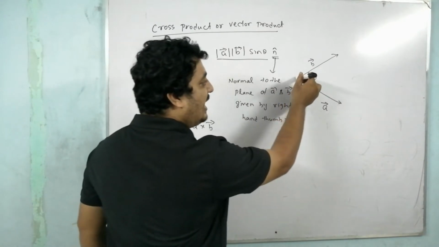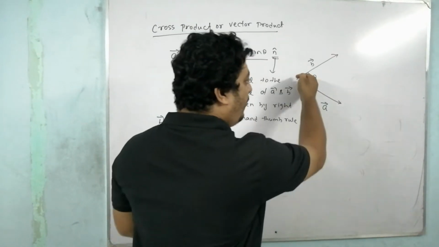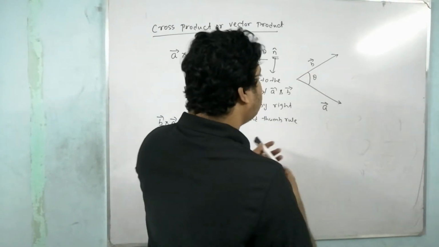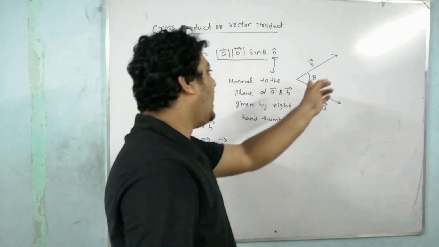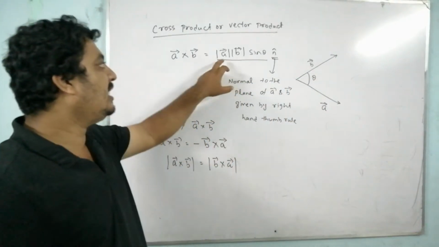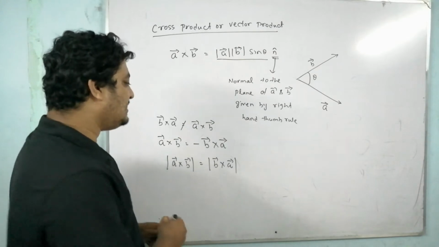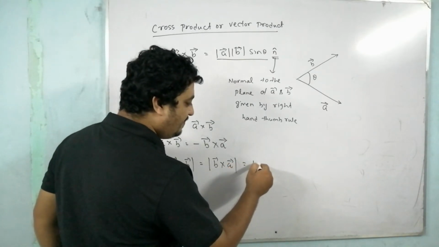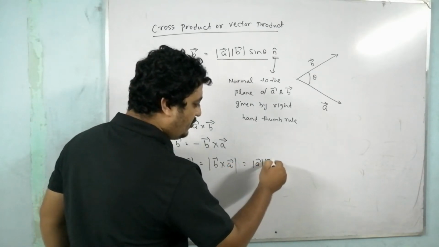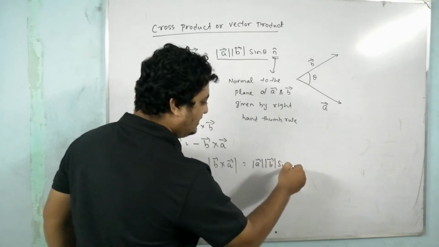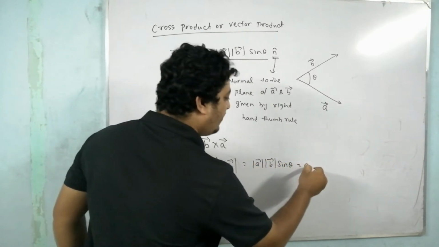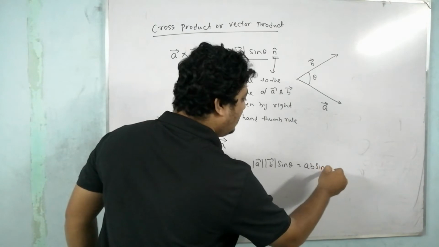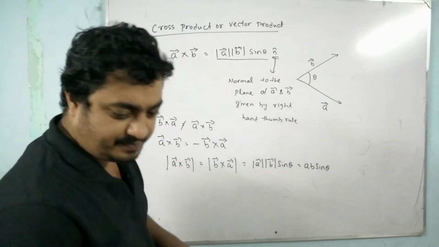In this case, A cross B will act upwards or outwards, B cross A will act inwards. Both have the magnitude of A cross B, sine theta. We can write it as mod of A into mod of B into sine theta, or for simplicity we can write it as AB sine theta.